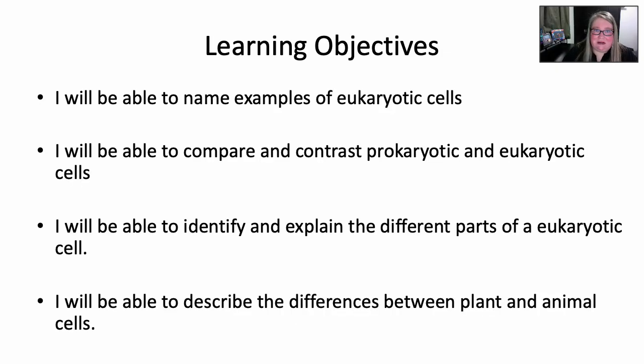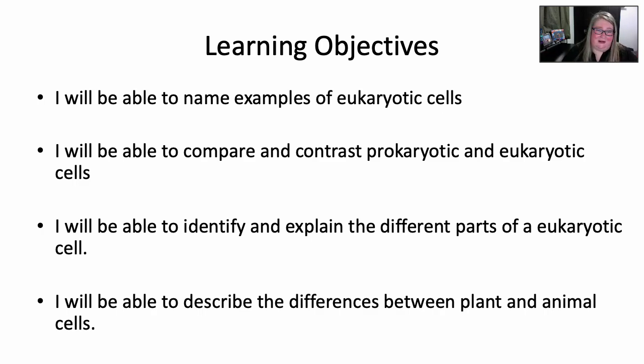So let's talk about some learning objectives. Things that you need to bring out of this lecture: you need to be able to name examples of eukaryotic cells. This one's actually pretty easy. Just name you and me. We're eukaryotic organisms. Okay, you need to be able to compare and contrast prokaryotic and eukaryotic cells, aka the outside circles of our Venn diagram on our worksheet.